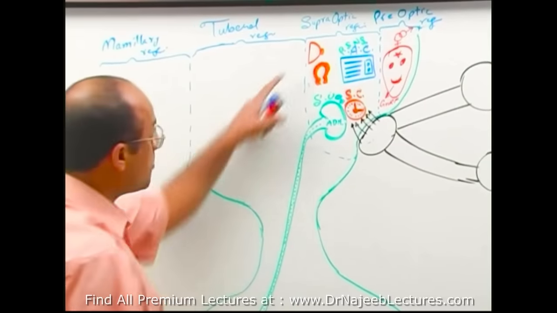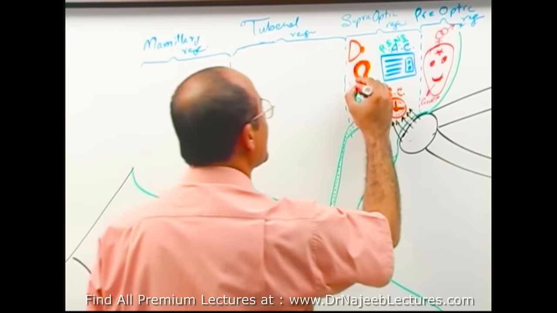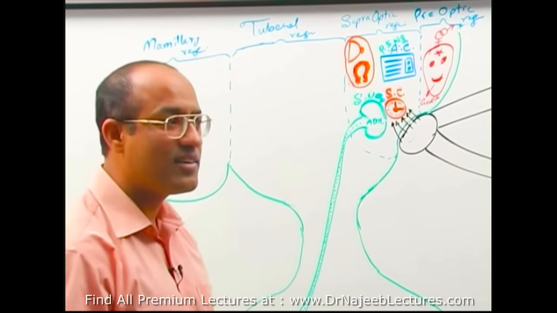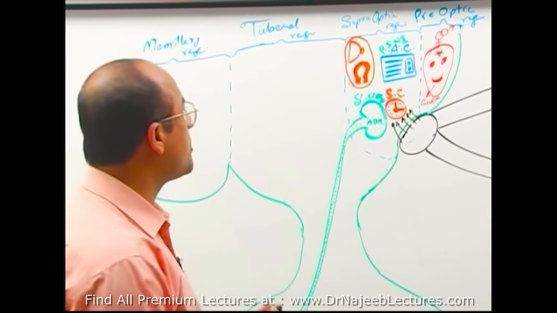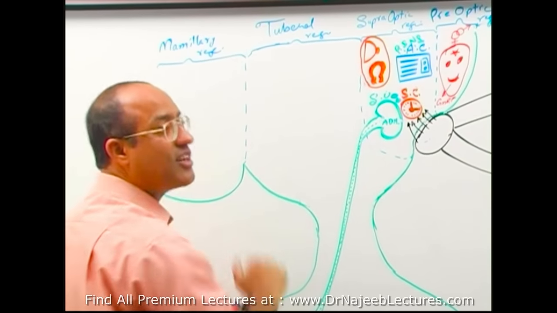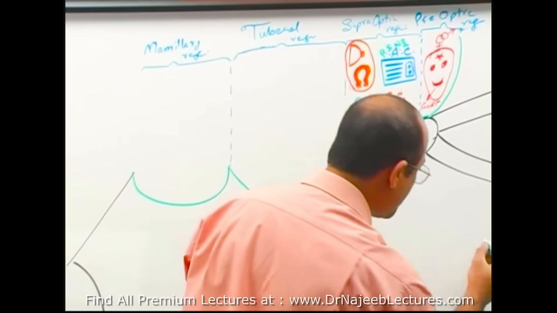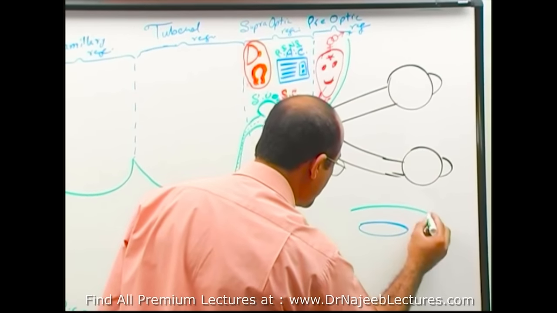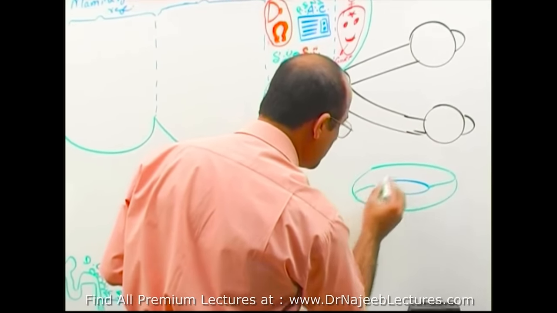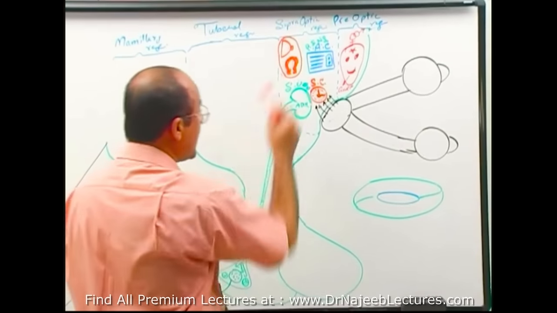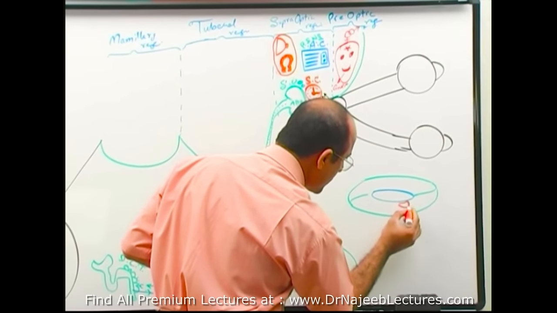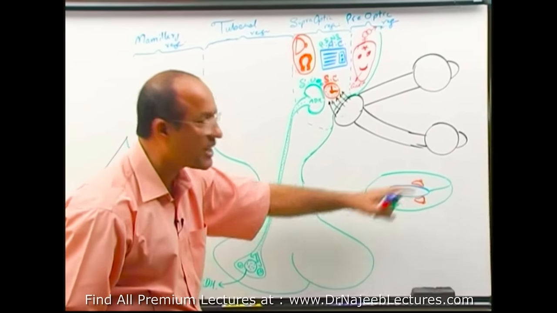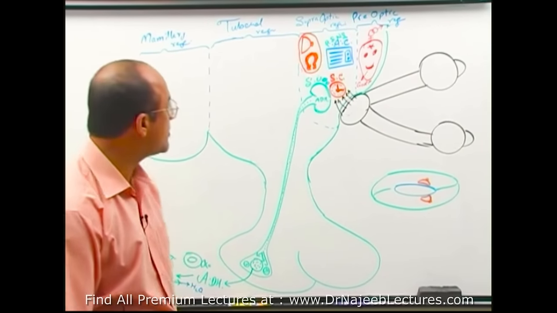Now, breast and the uterus, both of them are not there in the hypothalamus, of course. But this nucleus is called paraventricular nucleus because it is just on the side of the third ventricle. If this is the third ventricle, here is which part of hypothalamus? Medial part of hypothalamus. This nuclei is here and here. Because they are on the side of the ventricle, they are called paraventricular nucleus.